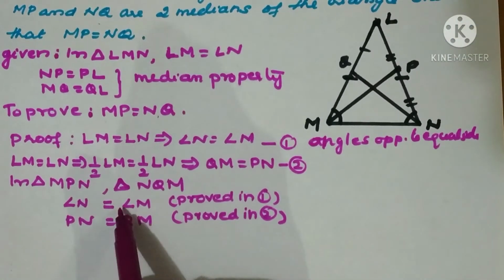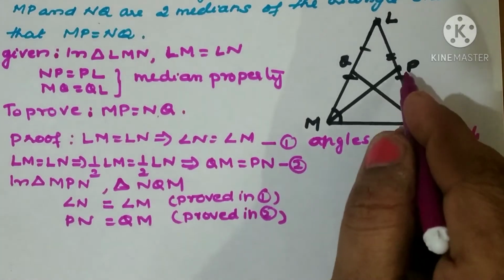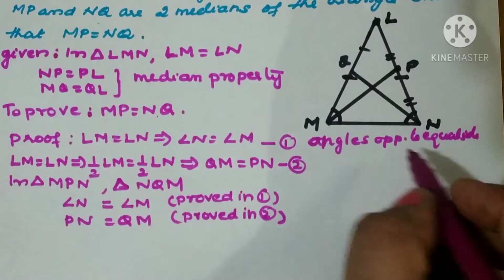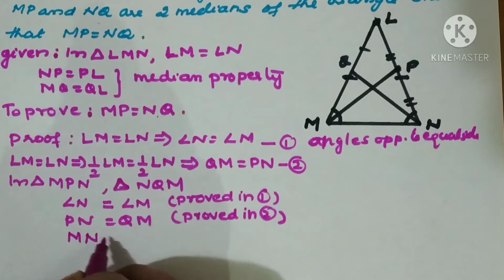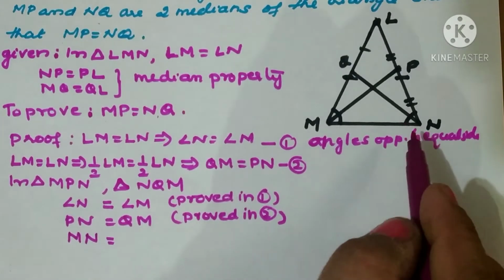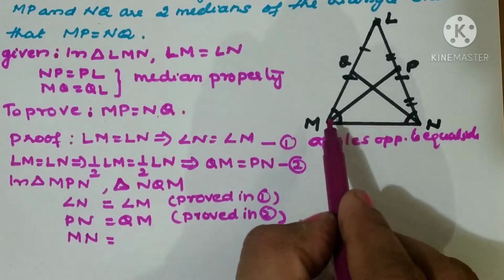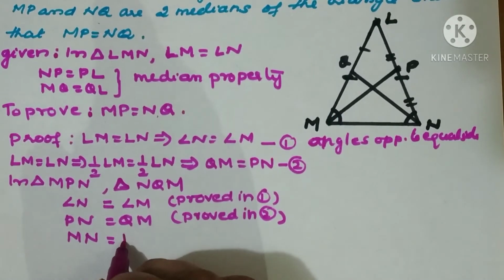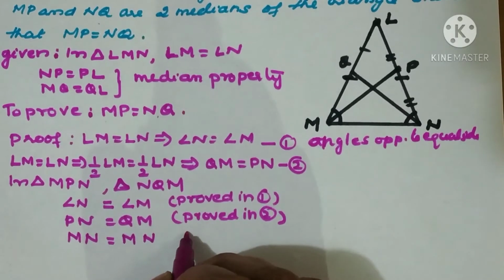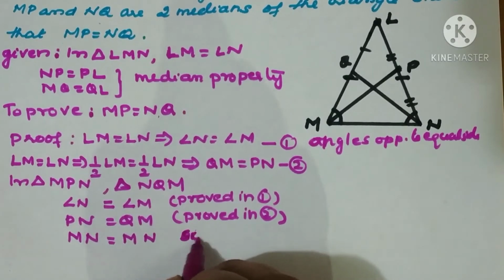Now we got one angle, that is angle N, one side we got, that is PN. Now what is the remaining side? MN. So MN as the third side we are getting. Similarly in NQM, what are the things we have taken down? Angle M we have taken, QM we have taken, MN is also a common side there. So MN is the side. We can write common.